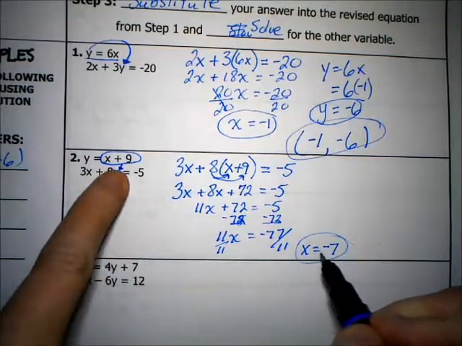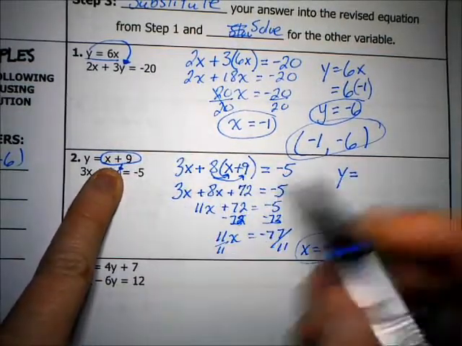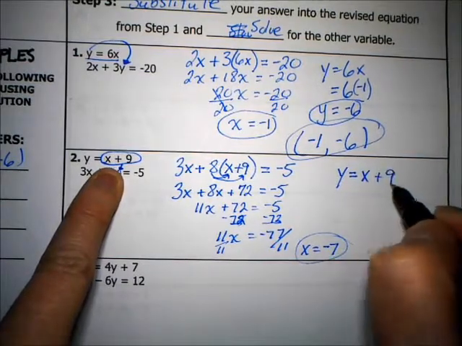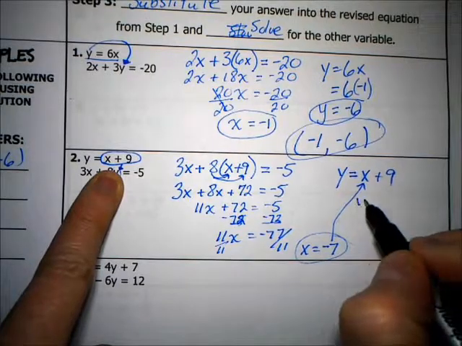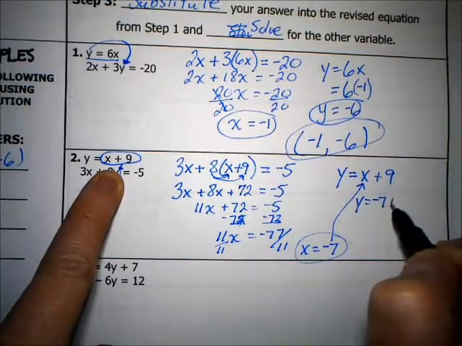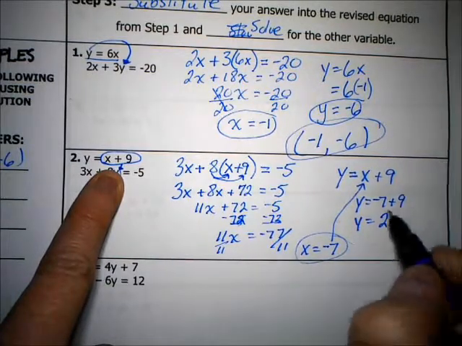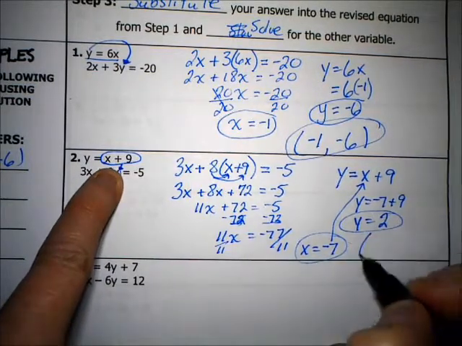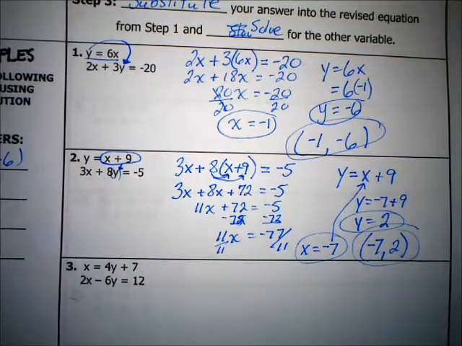Now I'm going to take it and plug it back into my equation. The first one is the easiest, where I have x plus 9. I'm going to insert the x into that position. So I'll have y equals negative 7 plus 9, which means y is equal to 2. There's my other letter. If I put them together now, I have negative 7 and 2 is my solution.